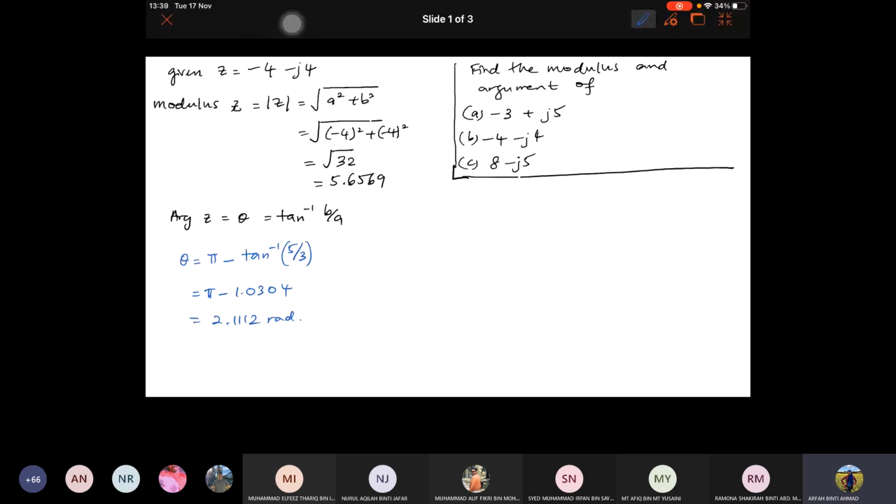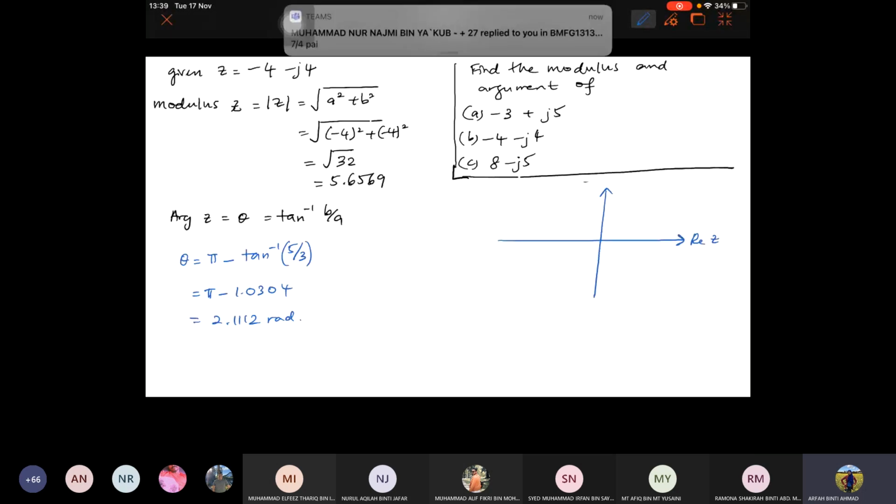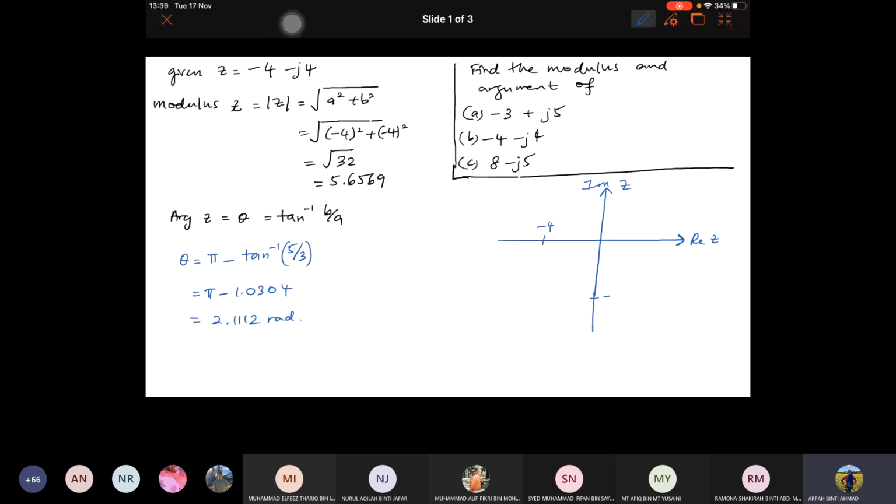rajah. If you draw this one, negatif 4 tolak 4J. So, this is the real of Z and this is the imaginary of Z. So, negatif 4 dekat sini. And let's say this is your negative 4 here. So, daripada sini kita dapat dekat sini. Okay. Z sama dengan negatif 4 tolak 4J. Dan kalau awak refer graf yang saya bagi, sebab dia dekat bawah ni, so the sudut will be somewhere here.